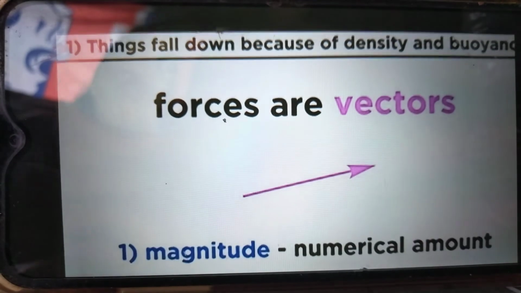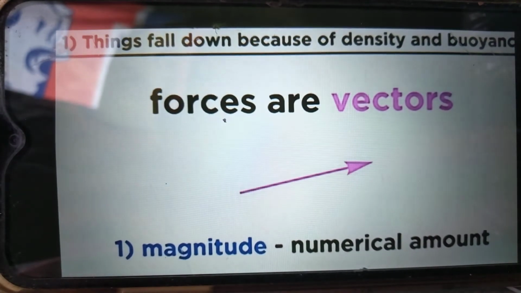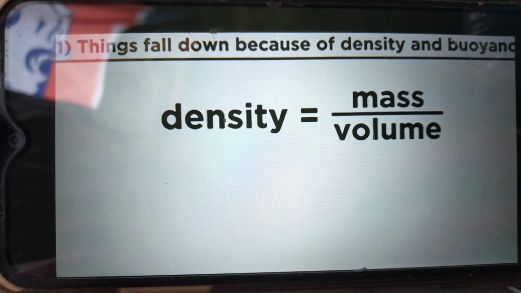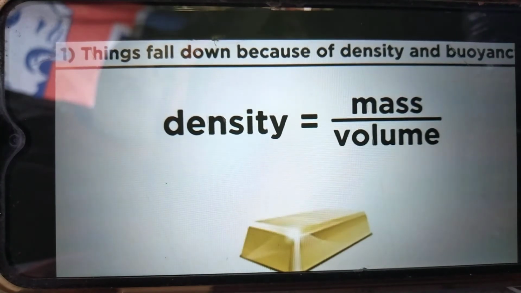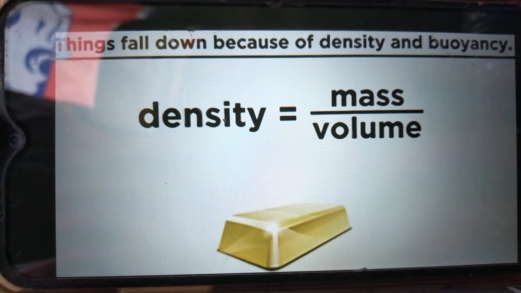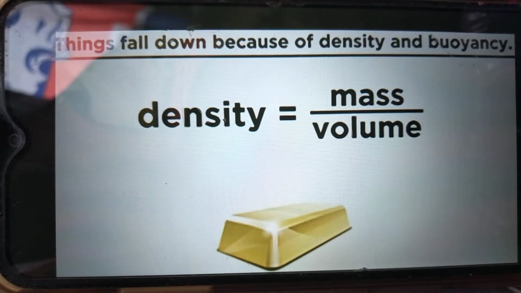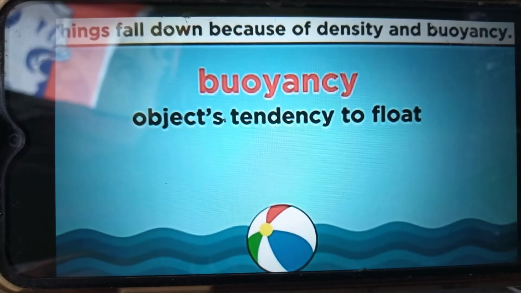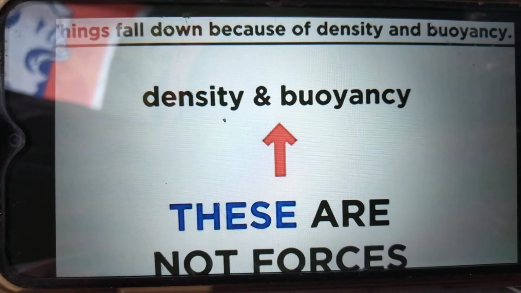Forces are vectors. They have a magnitude, which means a numerical amount, and a direction, which means they have to point somewhere. Density is simply mass per unit volume, or how much matter sits in a particular space. It doesn't point anywhere. And buoyancy is simply a measurement of an object's tendency to float. So allow me to repeat: these are not forces. This is trivial to prove.